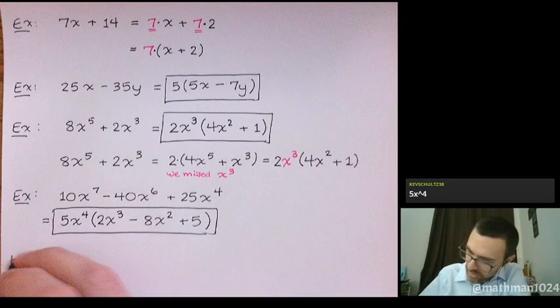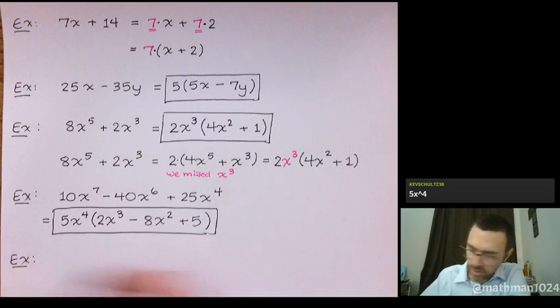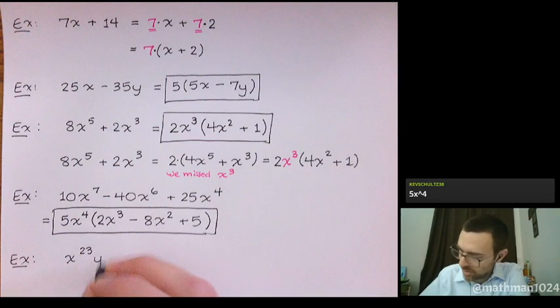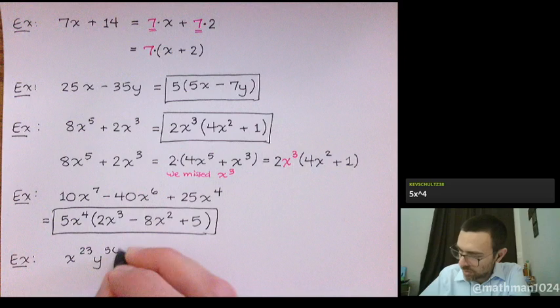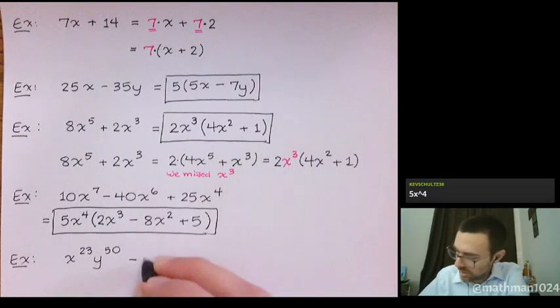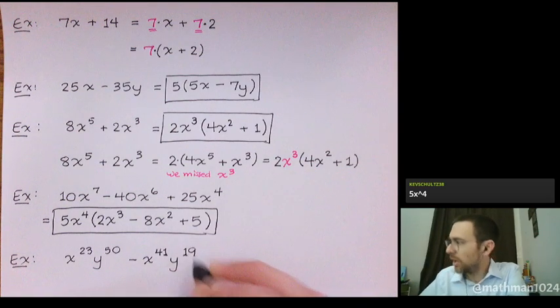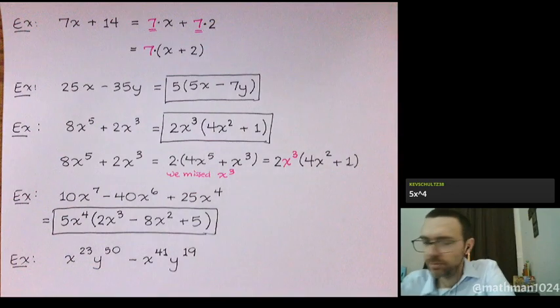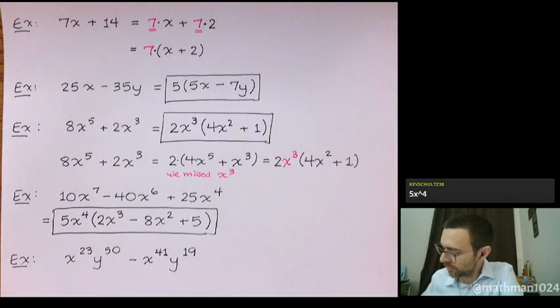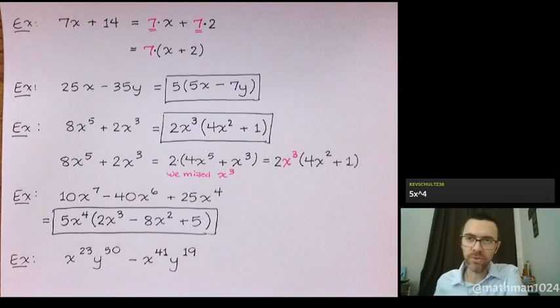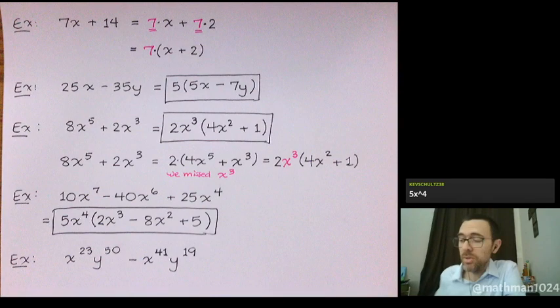All right, let's squeeze one more here onto this page. So x to the 23rd y to the 50th, minus x to the 41st y to the 19th. So if you look at this, what do you think the GCF is going to be for these 2 guys? Or is there one? Maybe there's nothing they have in common.